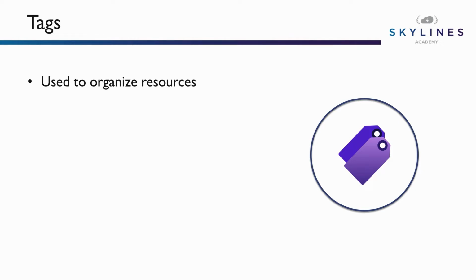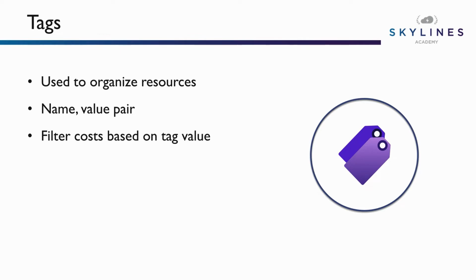Tags can be applied to just about every Azure resource. A tag consists of a name and value pair, and a resource can have multiple tags applied. Tags work for cost management by allowing us to filter based on tag values. We use tags to track costs, create budgets and alerts, as well as cost optimization.